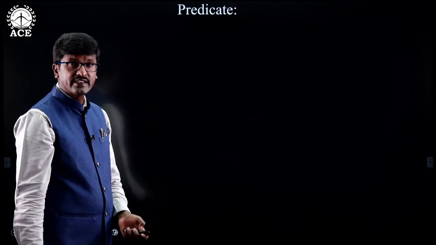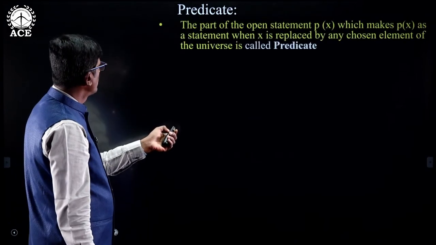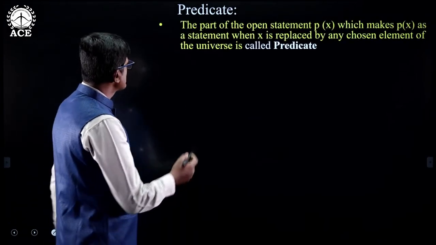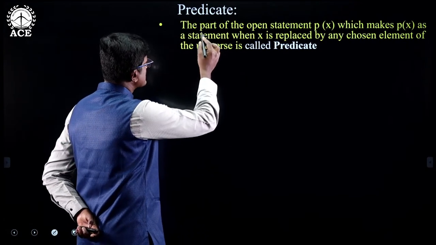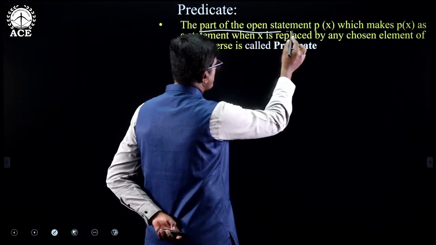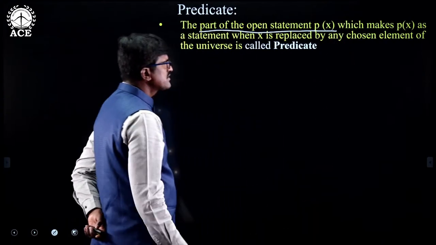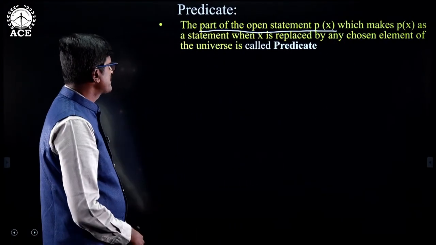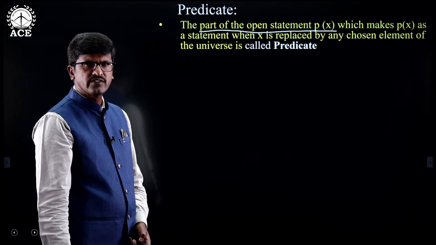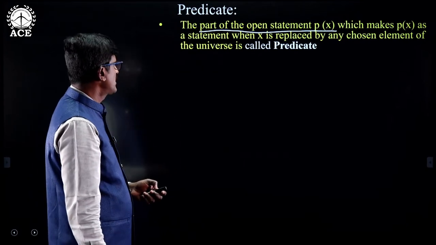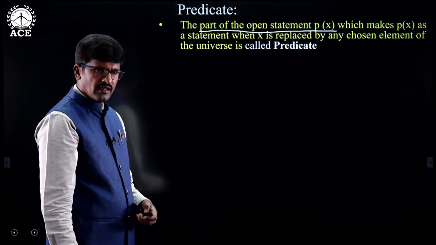Now we'll see what a predicate is. This is the definition of the predicate: the part of the open statement P of x, which makes P of x a statement when x is replaced with any chosen element from the universe, is called a predicate.